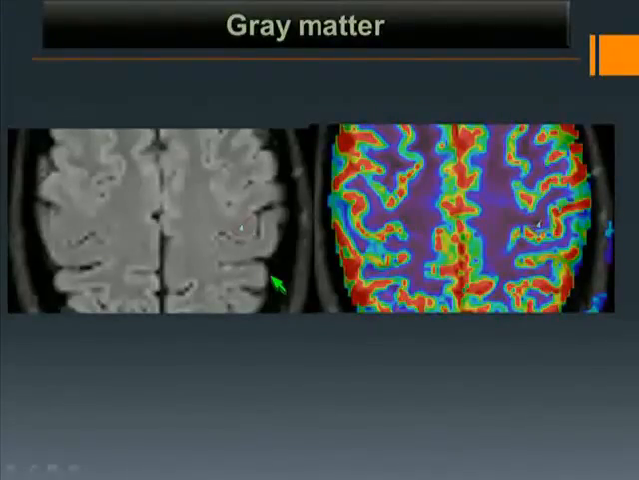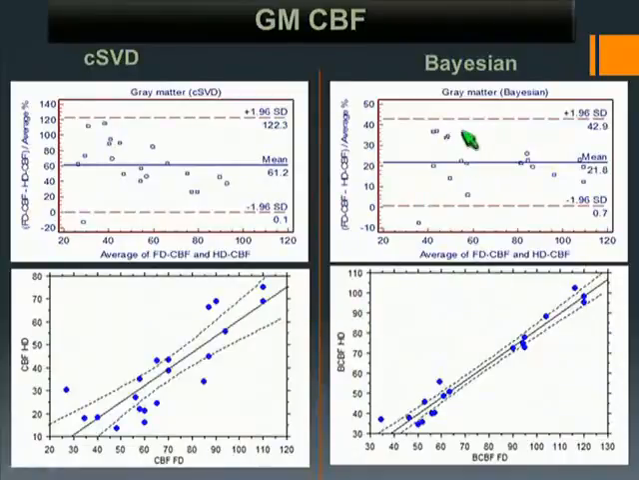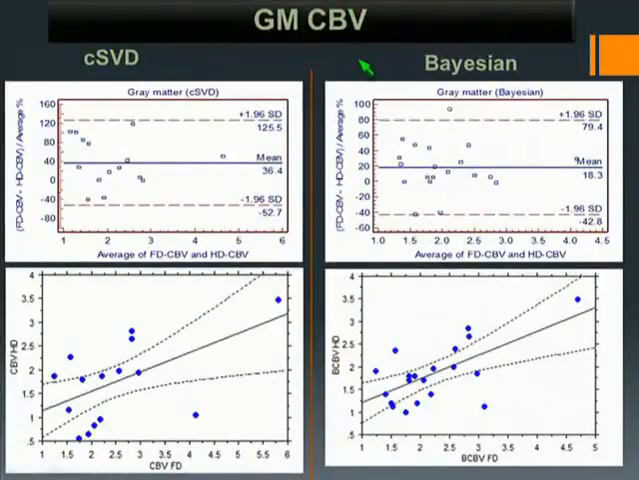So let's look at some numbers here. We did a quantitative analysis in the gray matter. We put a region of interest in the pre-central gyrus, and these are the numbers that I have. On top, I'm showing you the Bland-Altman plots, and at the bottom, the bivariate scattergrams with 95% confidence interval lines. You can see that there are significantly smaller mean differences between the full-dose and half-dose cerebral blood flow values when processed with Bayesian compared to deconvolution, and also better correlation between the two in comparison to the deconvolution method. If you look at the cerebral blood volume values, really similar findings.